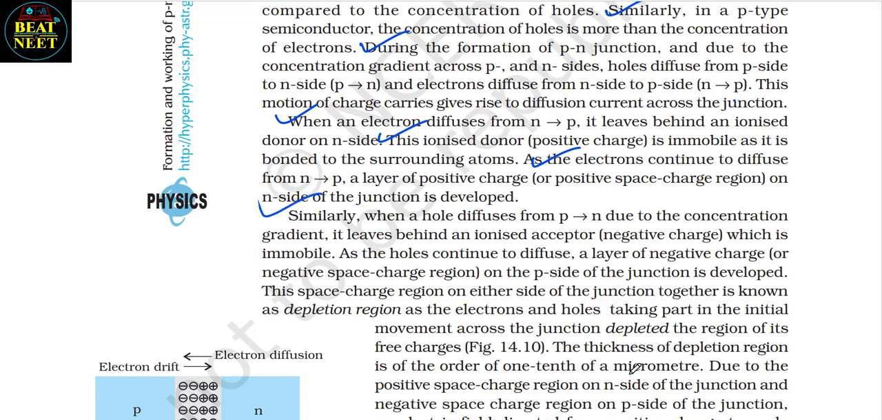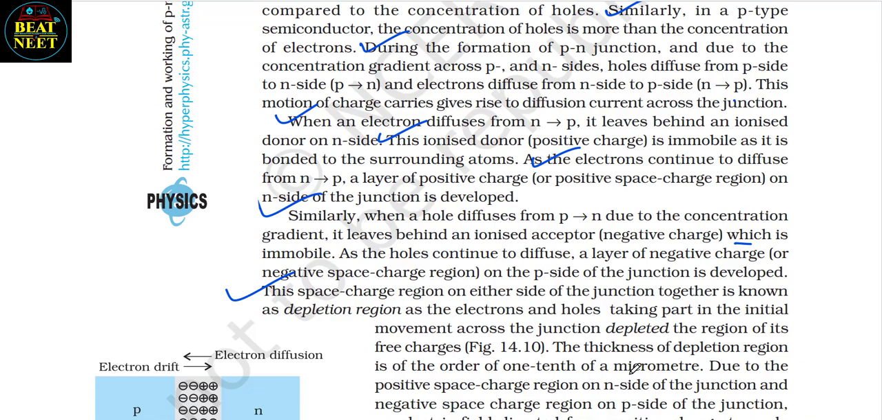Similarly, when a hole diffuses from P to N due to the concentration gradient, it leaves behind an ionized acceptor negative charge, which is immobile. As the holes continue to diffuse, a layer of negative charge or negative space charge region on the P side of the junction is developed.